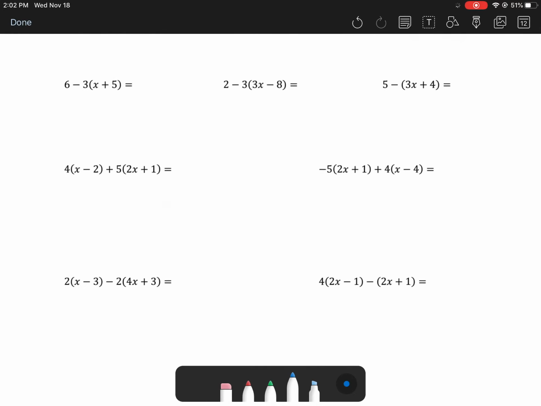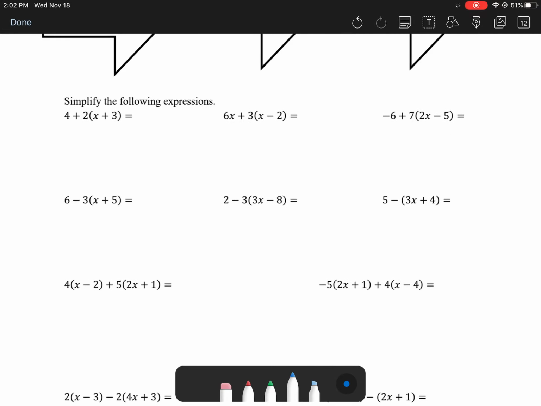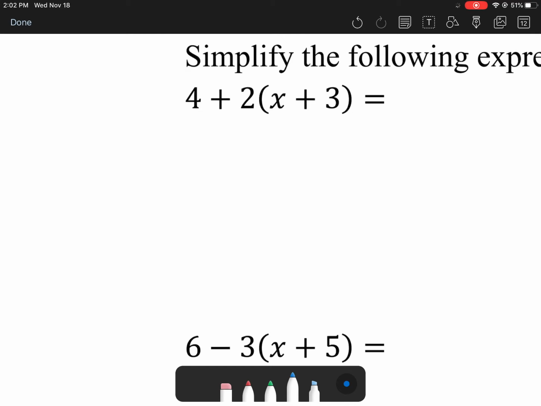So I'm going to do a couple of these with you, and then the rest you're doing on your own and handing in. So for this first one, I have 4 plus 2 times x plus 3. So my first step is LCO. I don't see any minus signs though, so I can go ahead and go to my second step, which is distribute. I'm going to take this 2, and I'm just going to multiply it by things inside the parentheses.